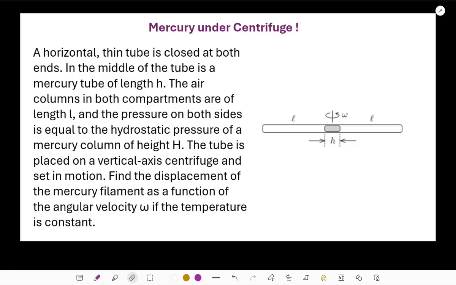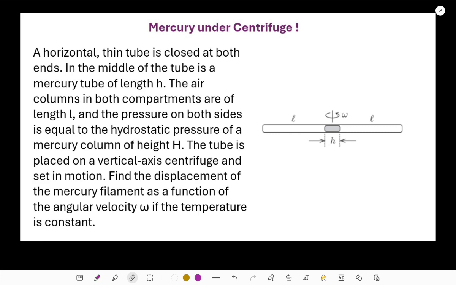The tube is placed on the vertical axis centrifuge and set in motion. So there are two things. First, it was at the center and at rest, and then it is set into motion. That means the centrifuge is set into motion. So find the displacement of the mercury filament as a function of the angular velocity omega if the temperature is constant. So Boyle's law is applicable.